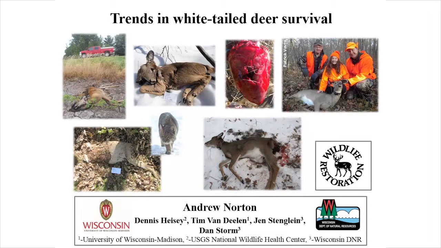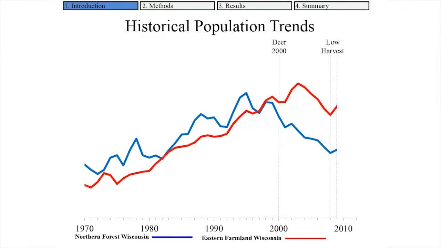So the research, as I mentioned, started in 2011, but if you understand the population trajectories of deer in Wisconsin over the last 40 or so years, you can gain a sense of the purpose for initiating the research in 2011. Populations progressively increased from roughly the 1970s and even before that through the turn of the century. Right around the turn of the century were all-time high deer densities in Wisconsin.